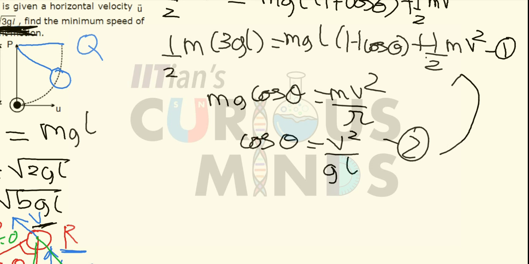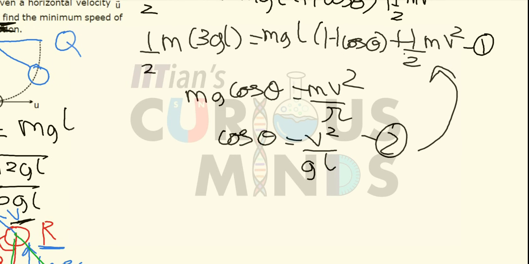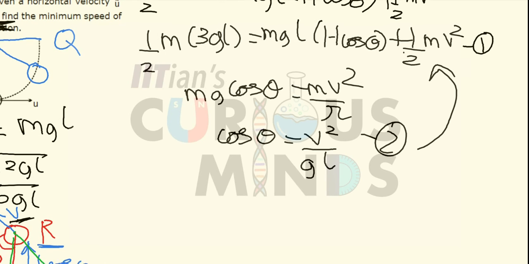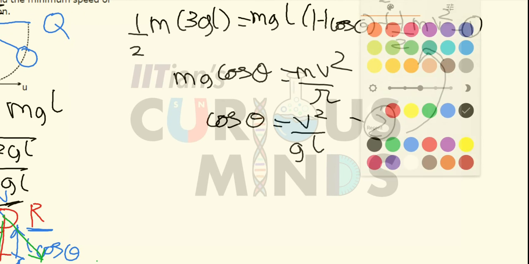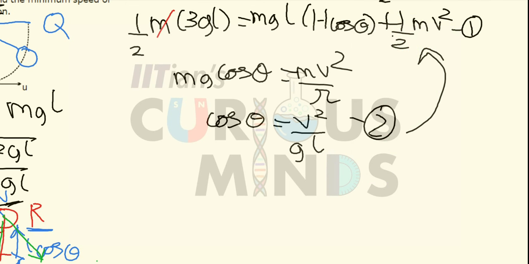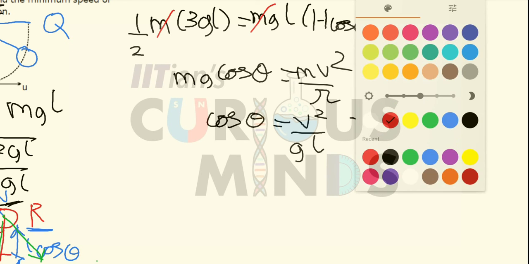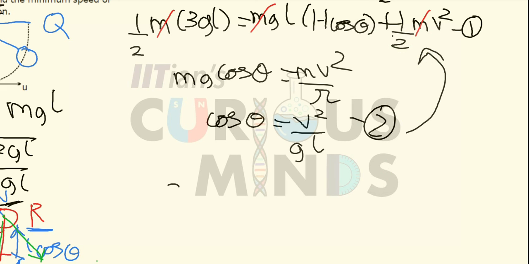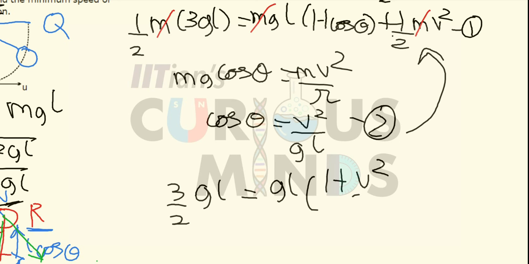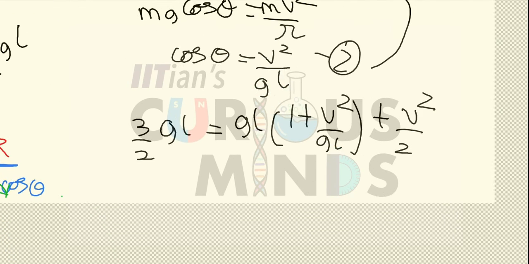I will substitute the second equation in the first one. So cos theta will be equal to v square divided by gl. In the first equation, m and m will get cancelled out. So let me substitute the value. It will be equal to 3 by 2 gl, which will be equal to GL 1 plus v square divided by GL, plus v square divided by 2.